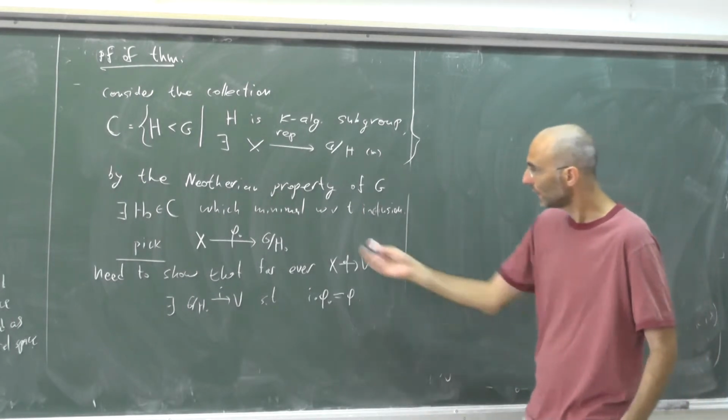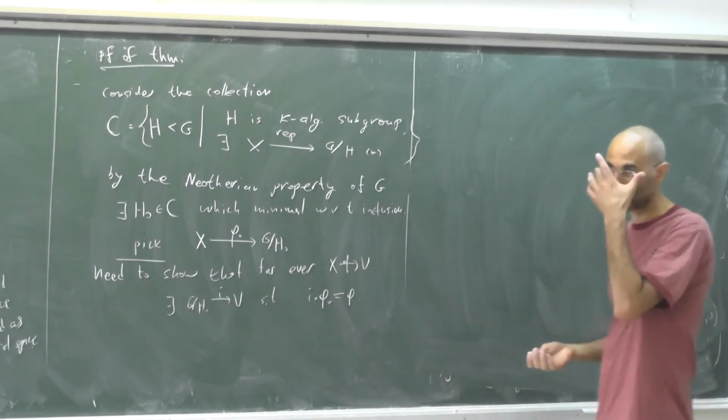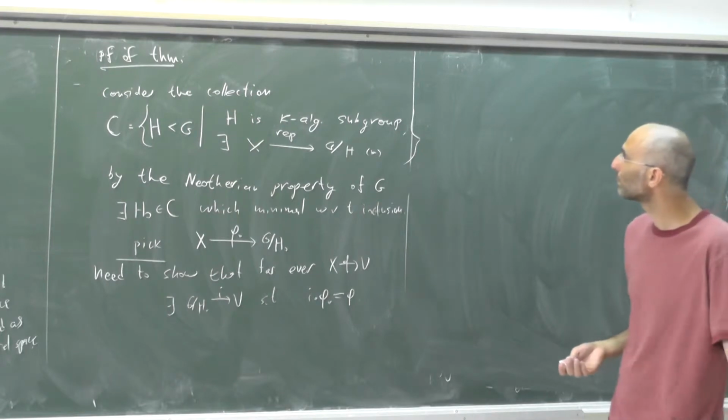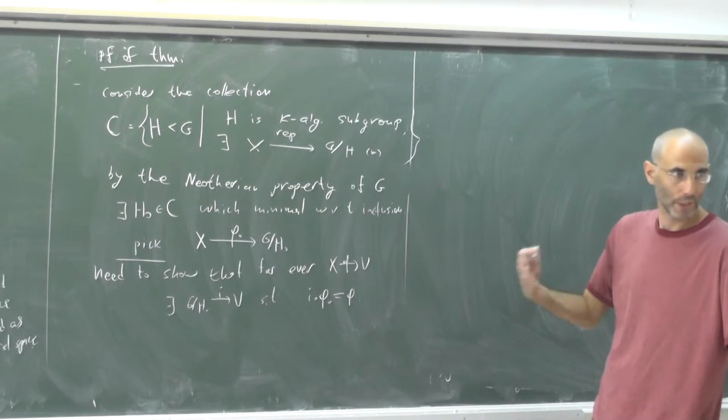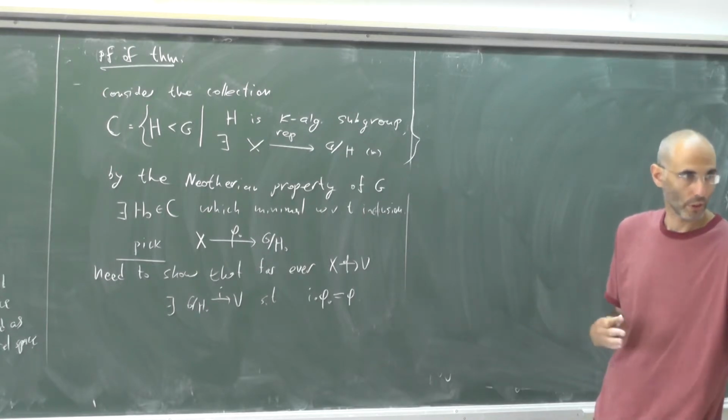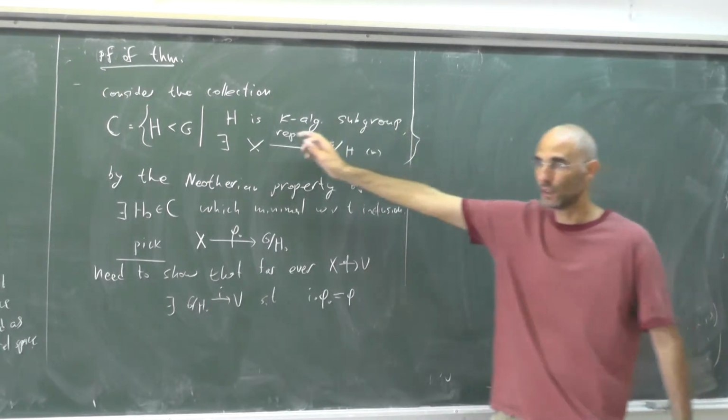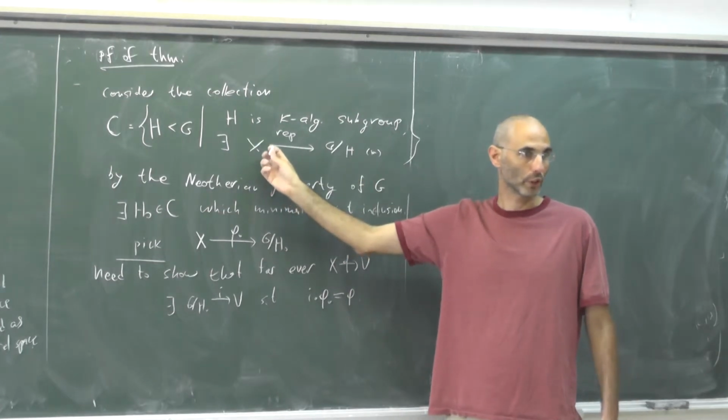Yes, they are isomorphic in the category by this conjugation. So just H0 will not be a unique minimal. It will be unique minimal after conjugation. Every other H in here will contain one conjugation.